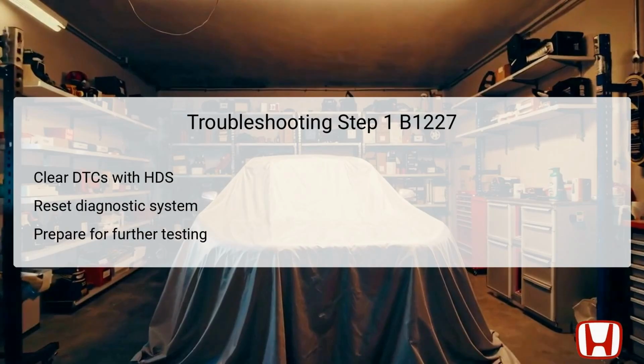The first troubleshooting step for addressing DTC B1227 involves clearing the diagnostic trouble codes, DTCs, using the Honda Diagnostic System, HDS. This step is essential to reset the diagnostic system and prepare for further inspection of the outside air temperature sensor circuit. Clearing the DTCs helps to remove any stored codes from the vehicle's memory, allowing you to assess the current status of the system.